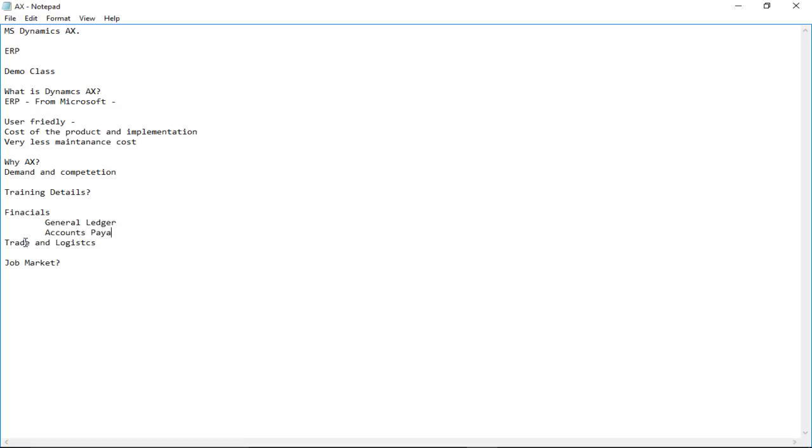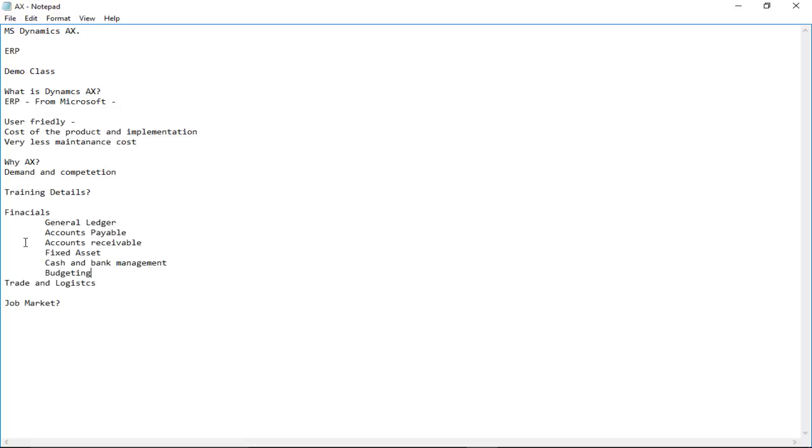also accounts payable, also accounts receivable, it covers the fixed assets module, it also covers cash and bank management, and finally budgeting.